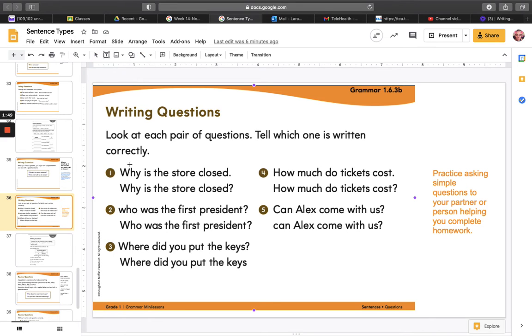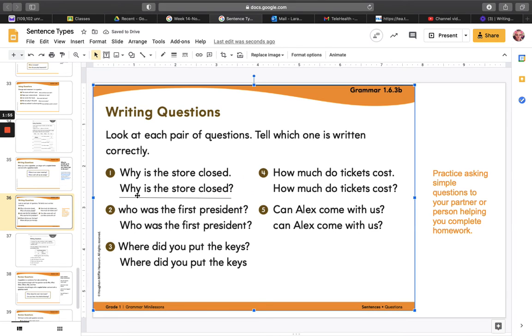If you said that it is this one, then you would be correct. It has a question mark. It's asking me something, and it ends with a question mark. This one doesn't. This one ends with a period, and questions do not end with periods.